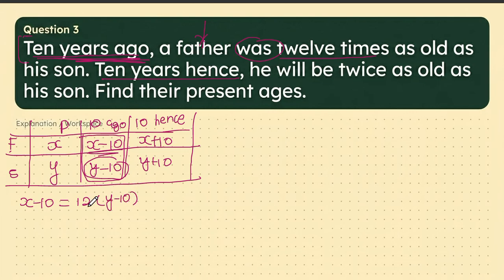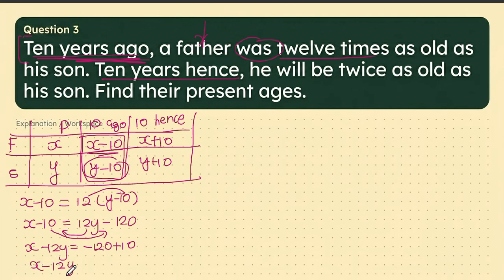So multiply the 12 inside. So x minus 10 is equal to 12 into y, 12y, minus 12 into 10, which is 120. So if we rearrange the terms, if we take this 12y to this side, minus 12y is equal to, take this negative 10 to this side, so minus 120 plus 10. So we'll get x minus 12y is equal to minus 120 plus 10, which is minus 110. So this is our equation number 1.